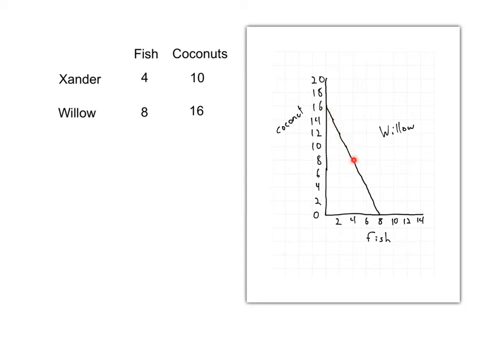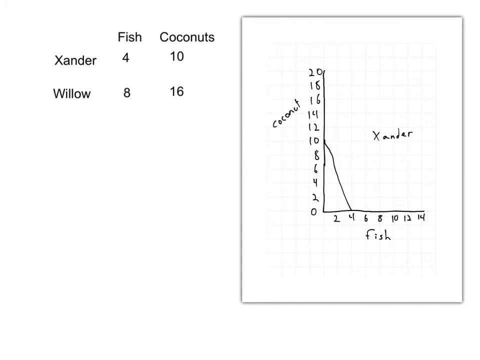Here is the maximum Willow could produce, and it's the most efficient thing. She can't produce out here. That's beyond her abilities, but she can produce anywhere here or in here, just not very efficiently. Because this line represents the maximum level of production, it's often called the production possibilities frontier, or PPF, and I'll write that, PPF, if you can make out what I wrote.